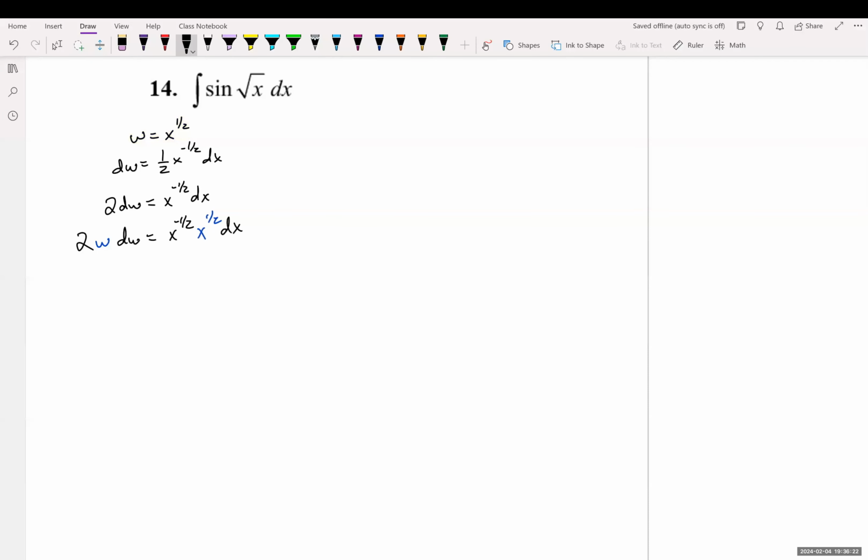And again, the stuff in blue is equivalent because of this up here. And so we're allowed to do that. And so we get 2w dw is equal to just plain dx. And so now we can rewrite this integral as 2w dw. That takes care of the dx. And of course, we have a sine of w like that. And now we can proceed with a relatively straightforward integration by parts.